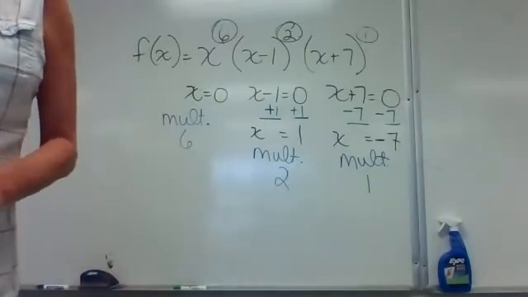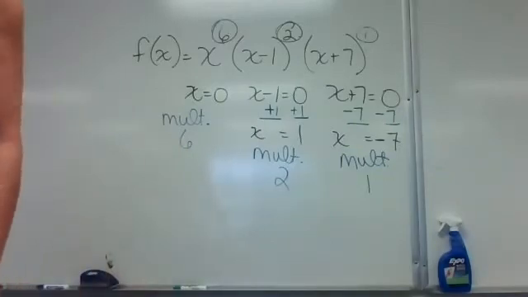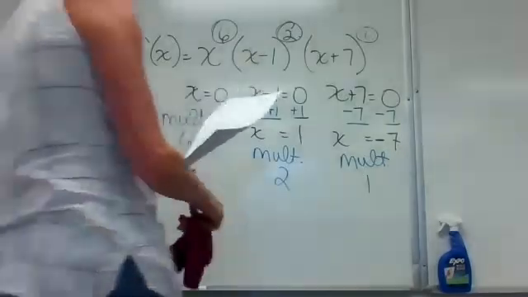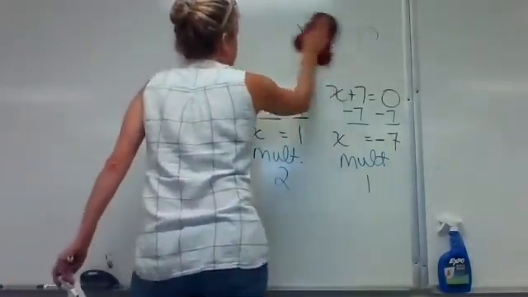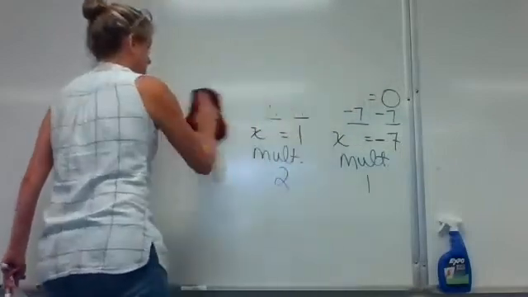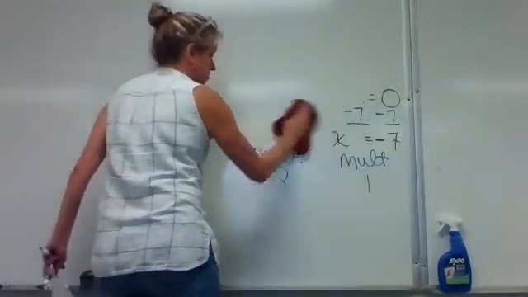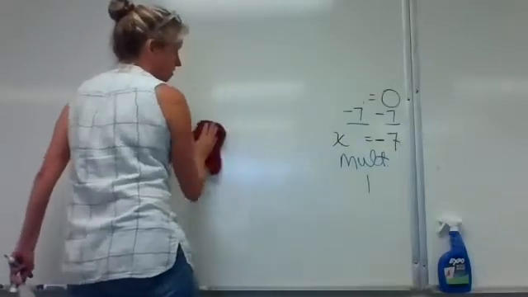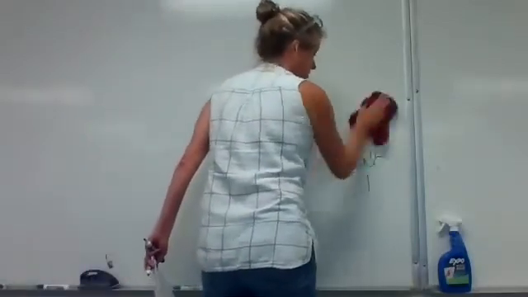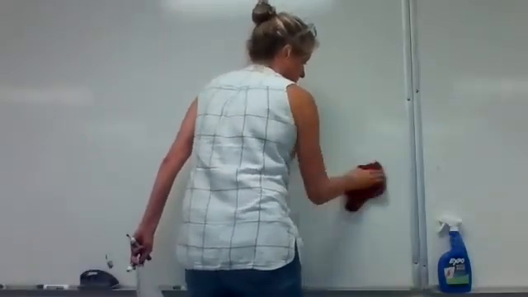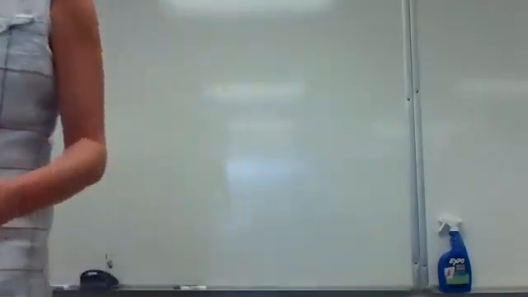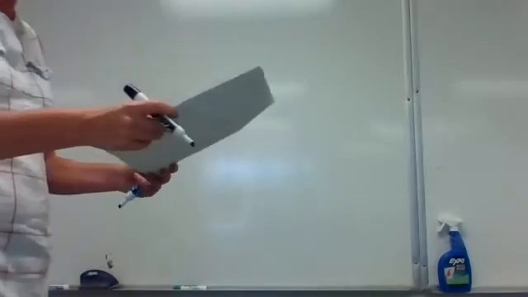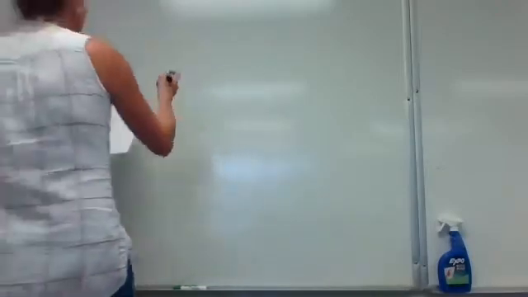All right, number 8 is another one like this. Remember what zeros are. They're the x-intercepts, where the graph would cross the x-axis if we were graphing this out.